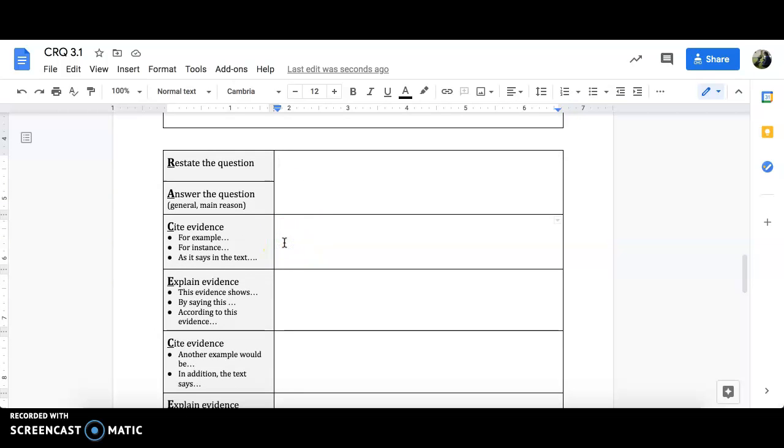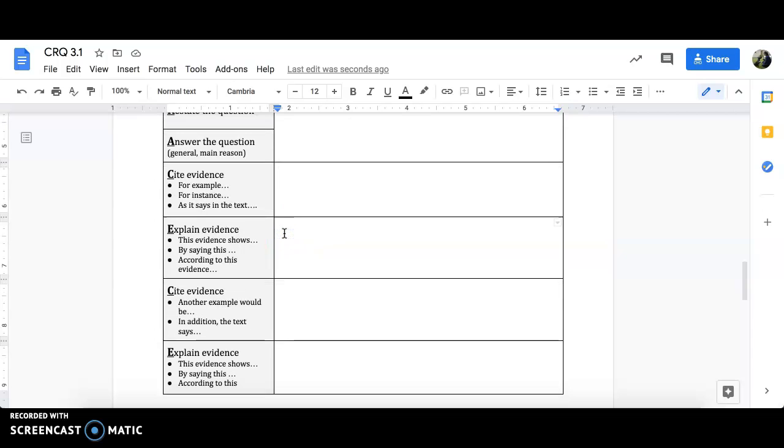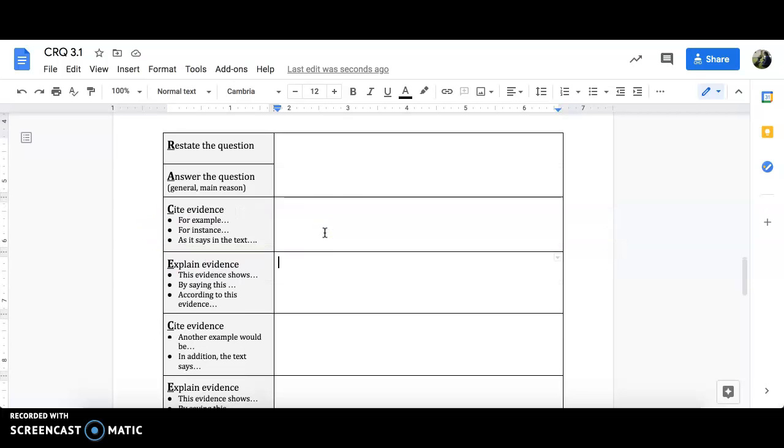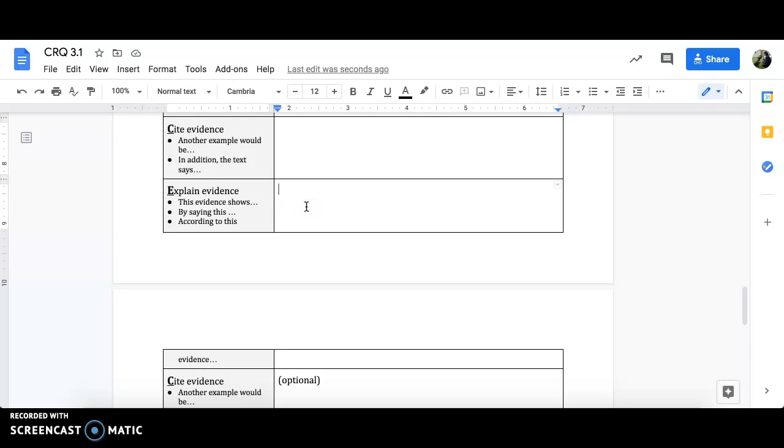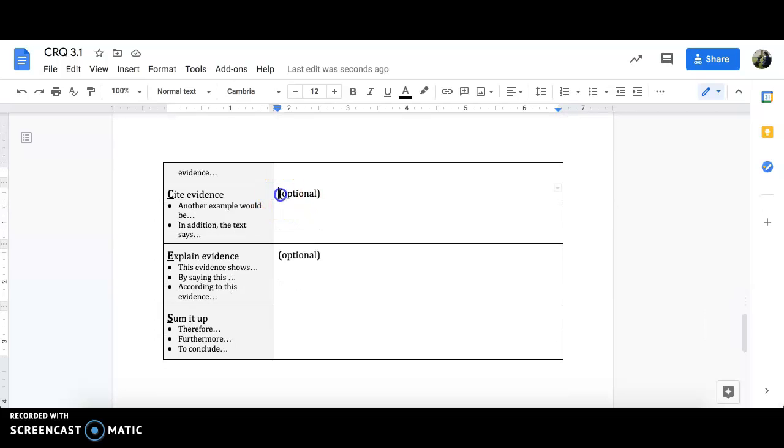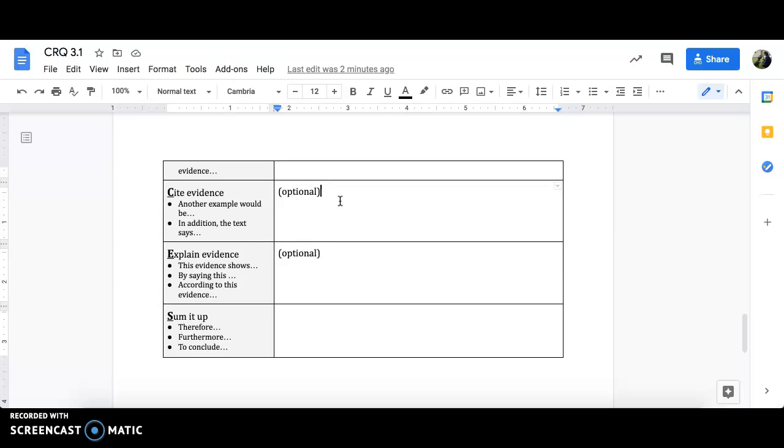Okay, then you're going to give an example from the passage. Explain your example in 1 to 2 sentences. Explain how that example proves what you're trying to say. How does that example show bias against Trump? You'll give another example, explain it. And then the third piece of evidence is optional. I think it makes your case stronger. It makes your response stronger. But if you're struggling and you can only find 2, that is okay.